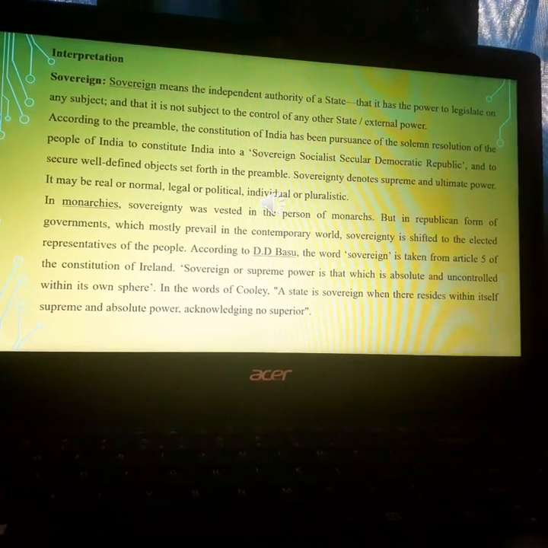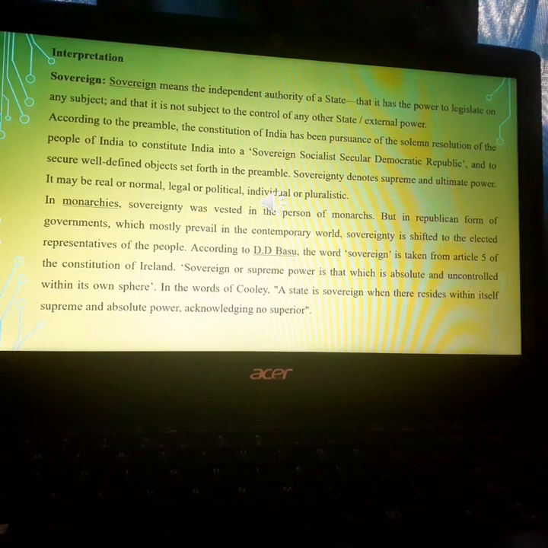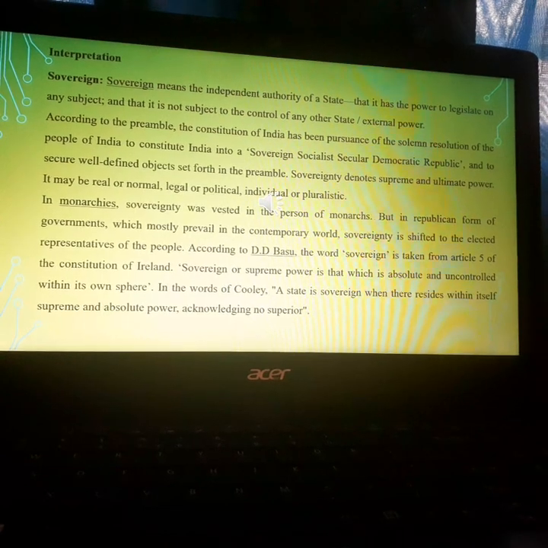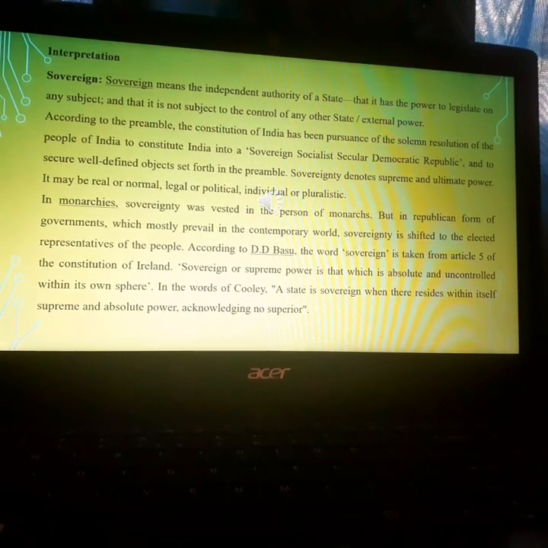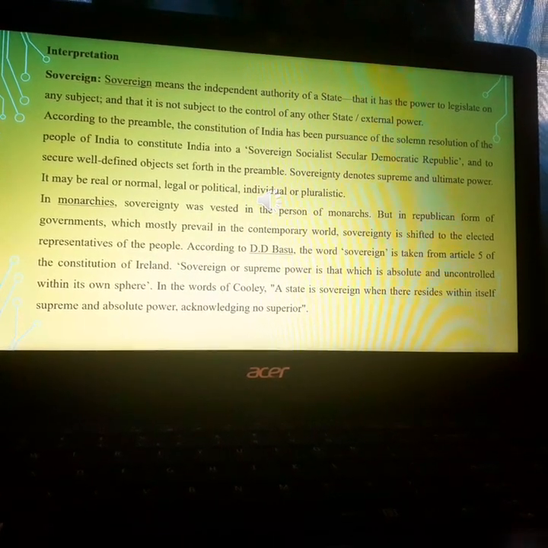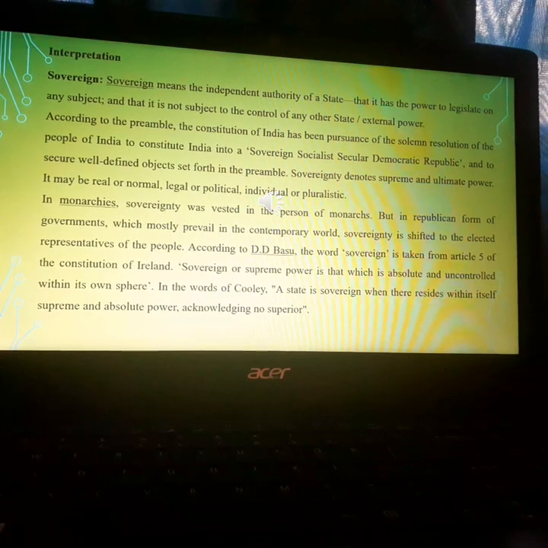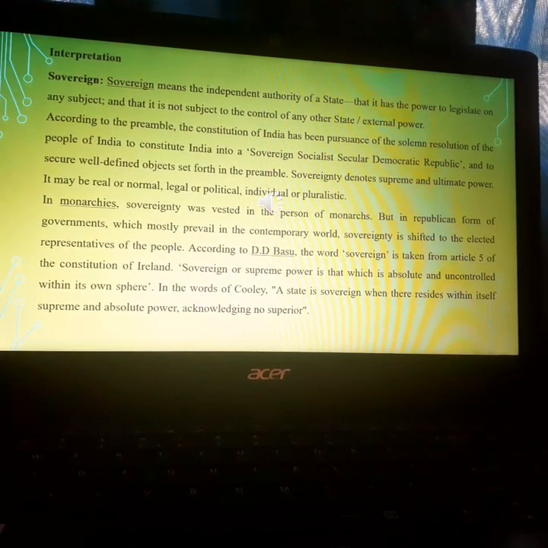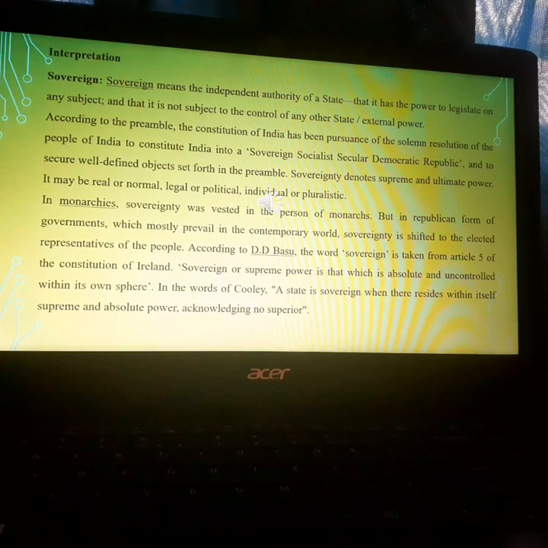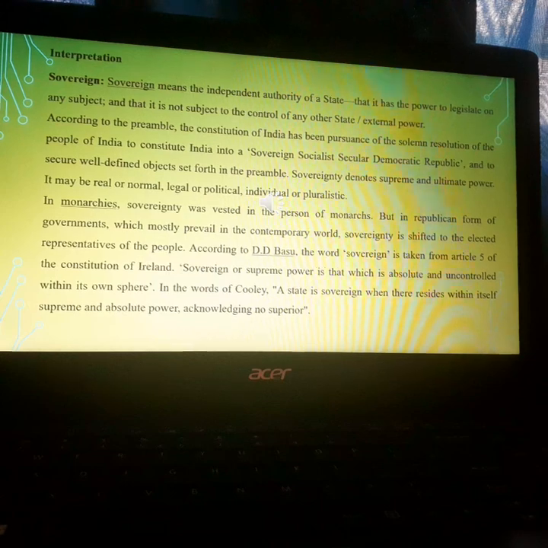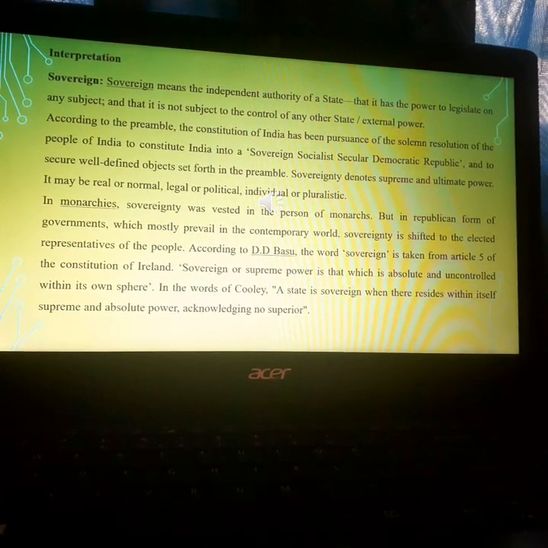Interpretation. Sovereign. Sovereign means the independent authority of a state, that it has the power to legislate on any subject and that it is not subject to the control of any other state or external power. According to the preamble, the Constitution of India has been enacted in pursuance of the solemn resolution of the people of India to constitute India into a sovereign, socialist, secular, democratic republic, and to secure the well-defined objects set forth in the preamble.